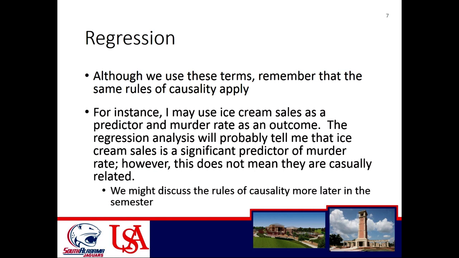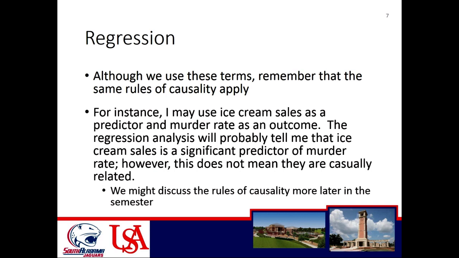There's many requirements to support causality. We're probably going to cover them later in the semester. Probably, maybe not, we'll see. But one of those is you have to rule out alternative explanations. So in this example, you could do a regression and get a significant result, but if you don't rule out alternative explanations, such as a different variable predicting both of them, you cannot support causality using regression. You cannot say that the two are causally related, even if you have a significant result.